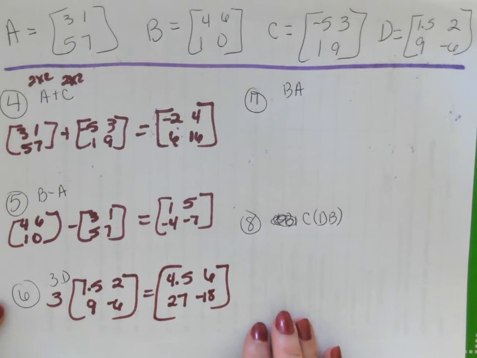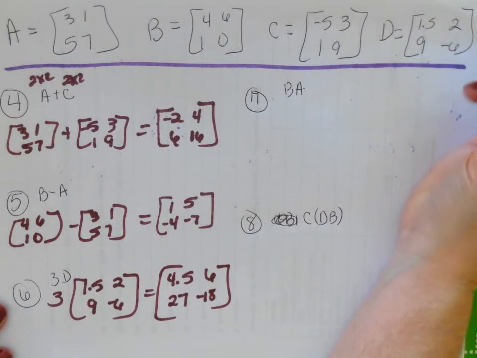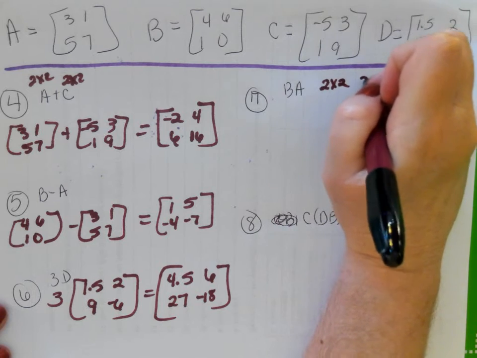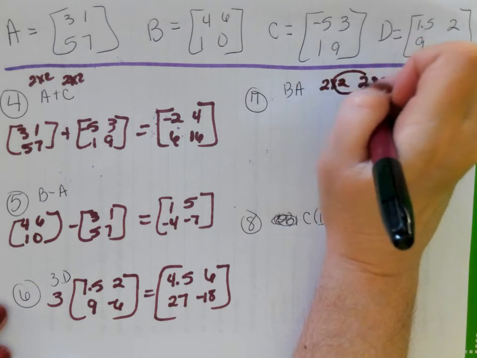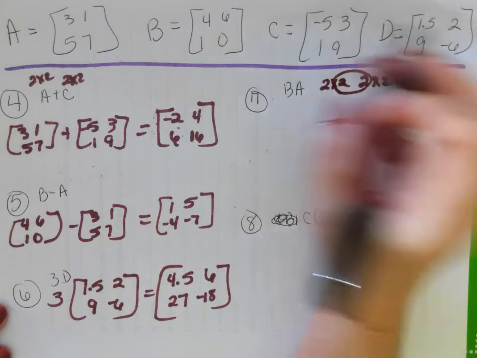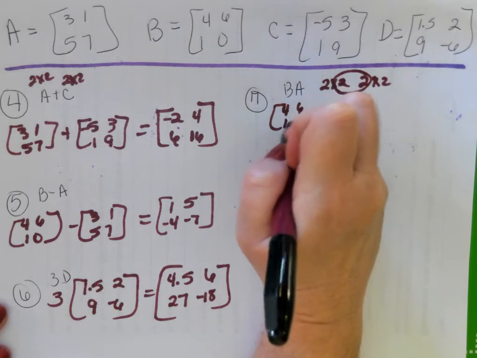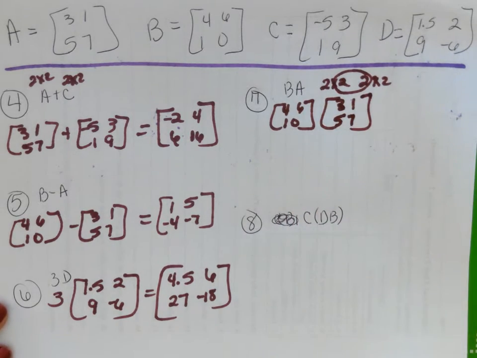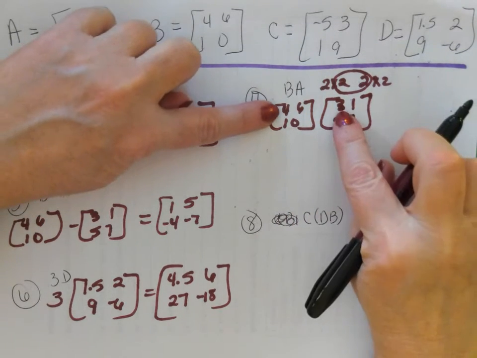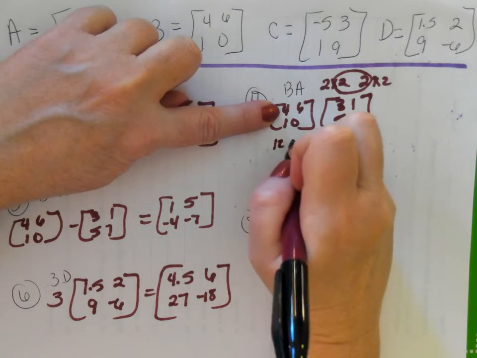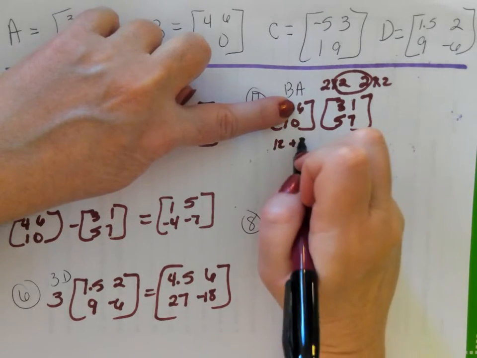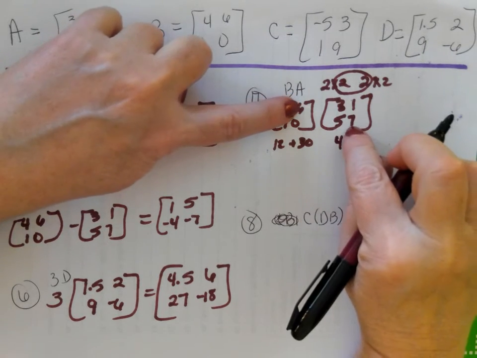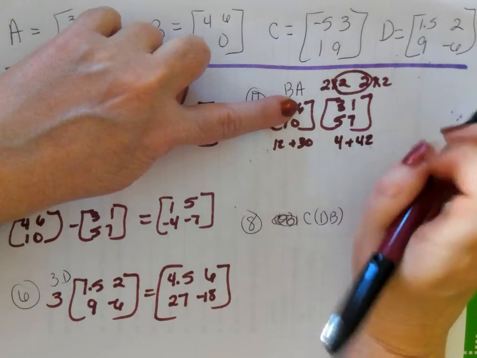The next one asks us to multiply B times A. Now remember, when multiplying 2 matrices together, we have to write their dimensions down. So that's a 2 by 2 and another 2 by 2. If these match, we're okay. And they do. So we're going to multiply 4, 6, 1, 0 times 3, 1, 5, 7. Okay, remember how multiplying works. We multiply these 2 numbers together plus these 2 numbers together. Then we skip over these 2 numbers together, then these 2 numbers together. We go to the bottom row.